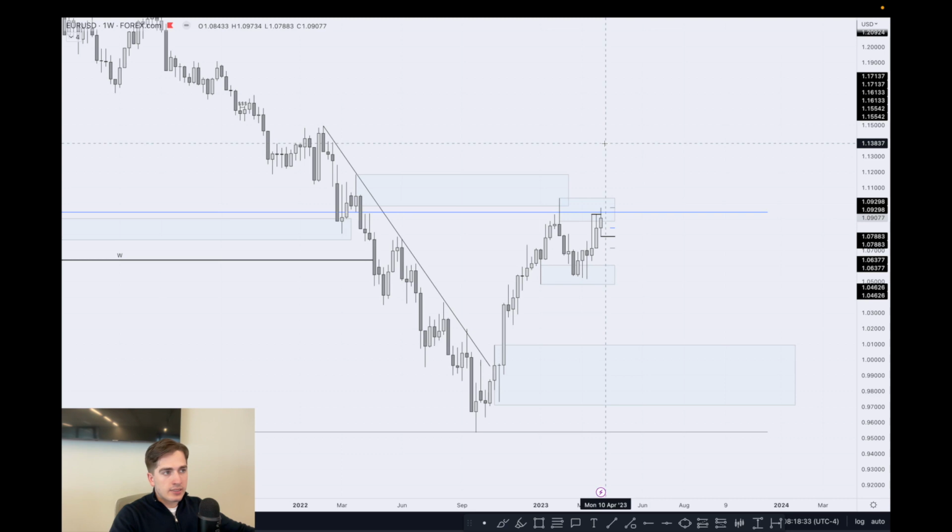And as long as this area of demand holds and the daily remains bullish market structure wise, I do expect higher prices to be reached. So that's the weekly time frame, and let's dive in towards the daily.